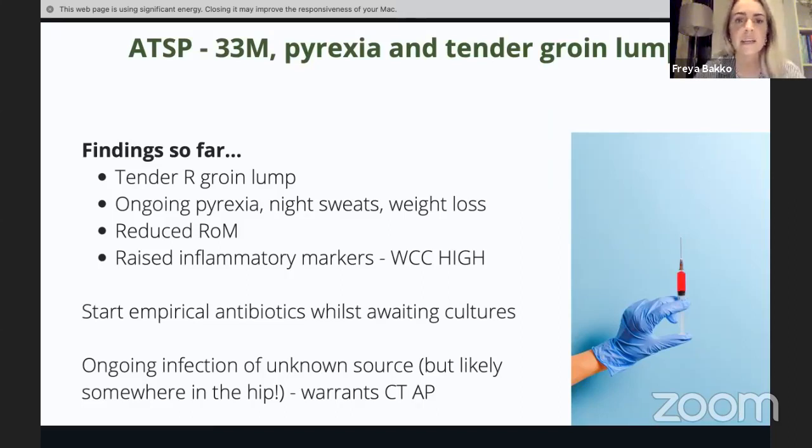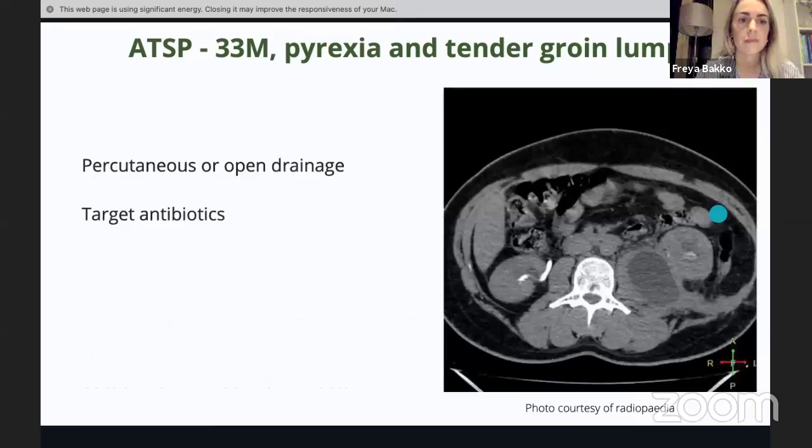This is a pyrexia of unknown source, but it is fairly likely to be somewhere in the hip. This therefore warrants a CT abdomen and pelvis. So you get your CT abdomen and pelvis, and you find that this patient has a large psoas abscess.